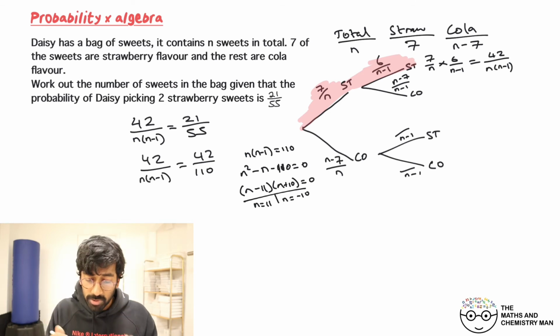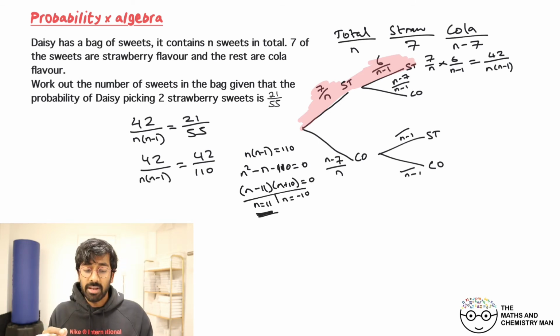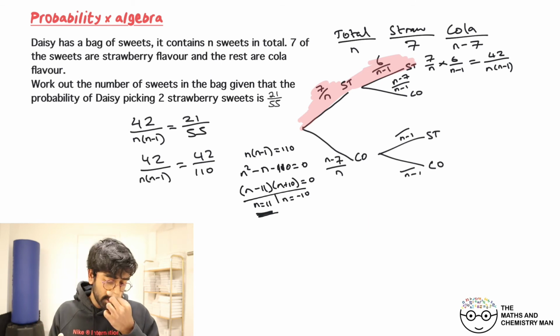So which one of these would you go with? You definitely go with 11, because you can't have minus 10 sweets in a bag, obviously. So it's got to be 11 sweets. Now, that was a quick way of solving it.